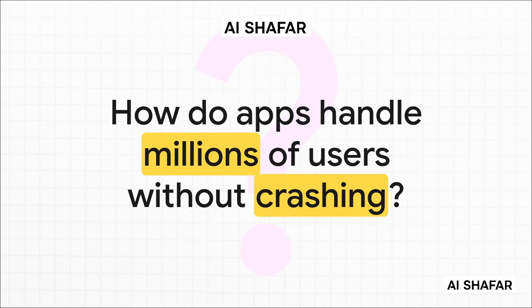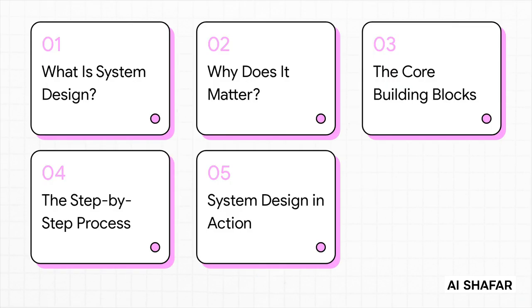How is it that you can hit play on a Netflix show and millions of other people can be doing the exact same thing, and it just works? Or you send a WhatsApp message and it appears on the other side of the world instantly. That's not magic. It's a series of incredibly smart decisions. That is system design.